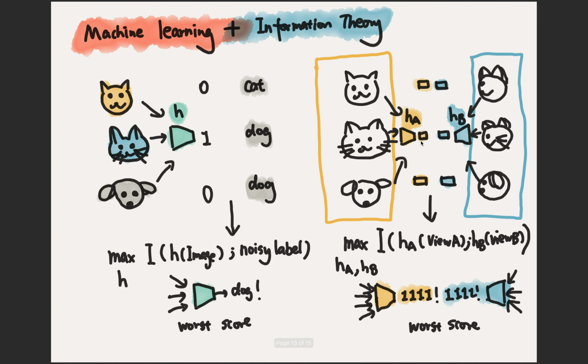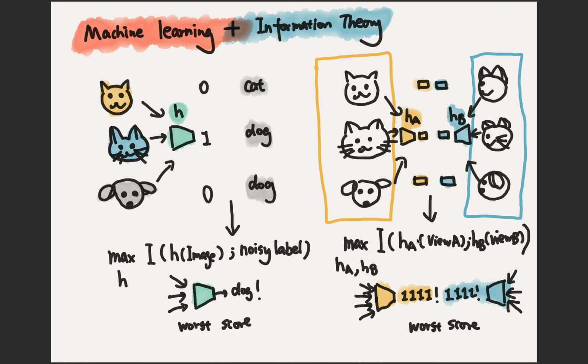And why can information theory help? One conceptual idea is that we can change the optimization goal. In the noisy label learning setting, we want to maximize the mutual information between the output of the classifier and the noisy labels. If this classifier is meaningless and always reports dog, it contains no information, it has no mutual information with the noisy label, and it will not be selected in our training process.